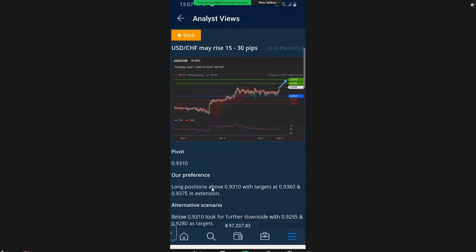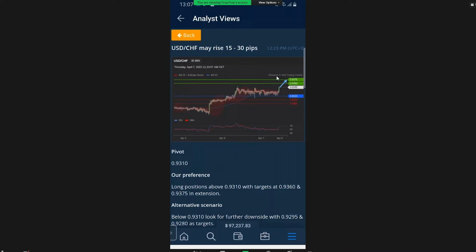As long as the movement is still above the support level of 0.9310, it says long positions are preferred, long meaning buying. So they're saying as long as the movement hasn't broken below this support level, then it's still a buy position unless it's already reached the take profit marks. So this is how you read these signals.